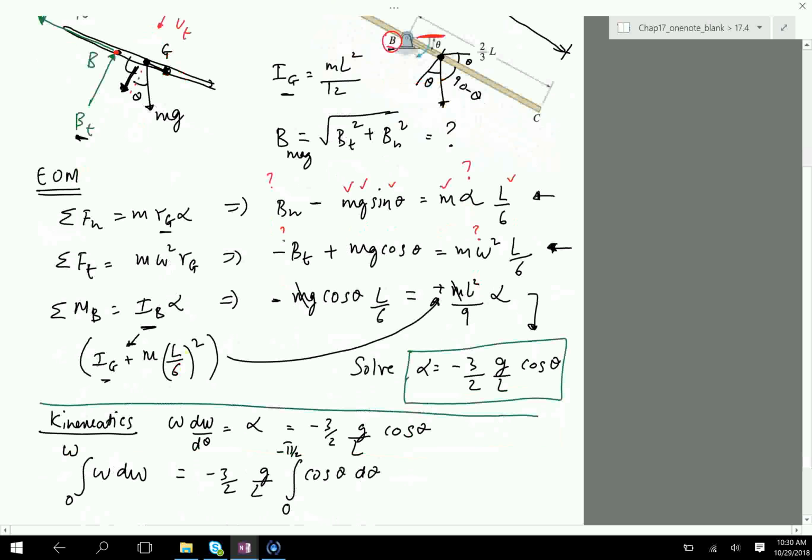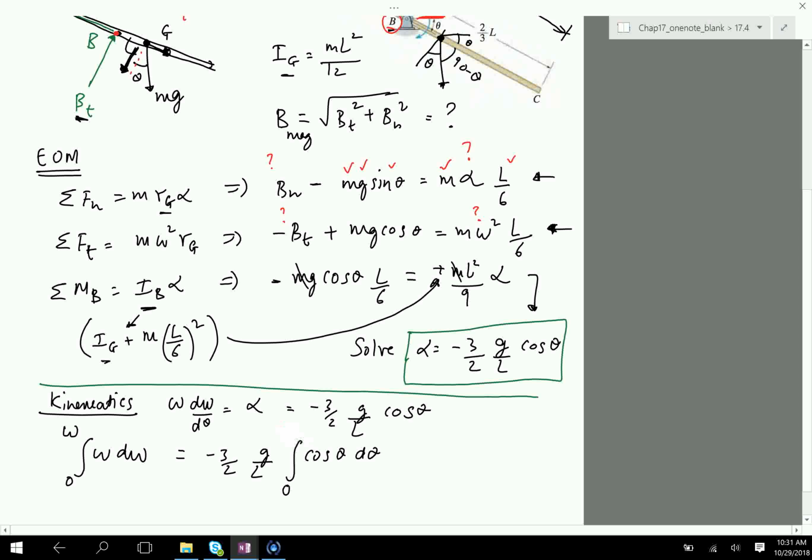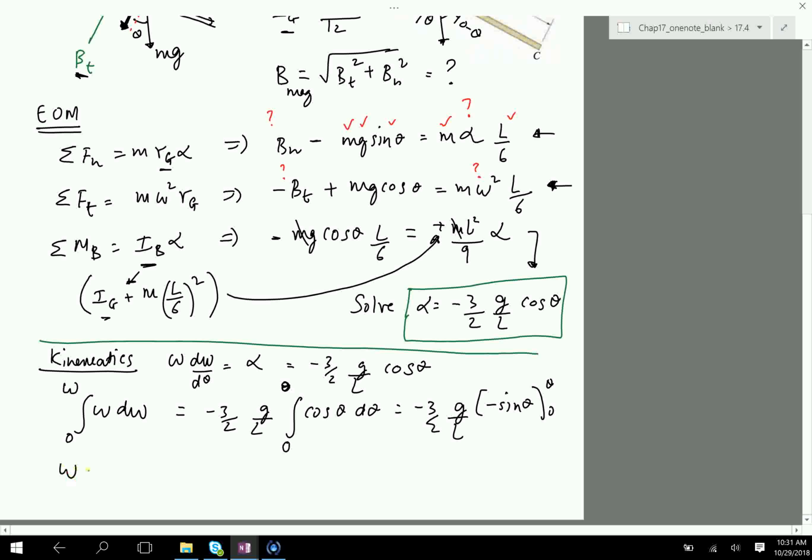Why can't you see that as done later? You can do that too. I can do that too. If you want it, we'll do it that way. So minus 3 by 2 g divided by L. The integral of cosine is sine theta. So omega squared divided by 2 equals minus 3 divided by 2 g divided by L sine theta.